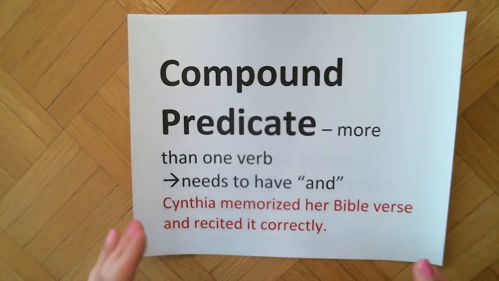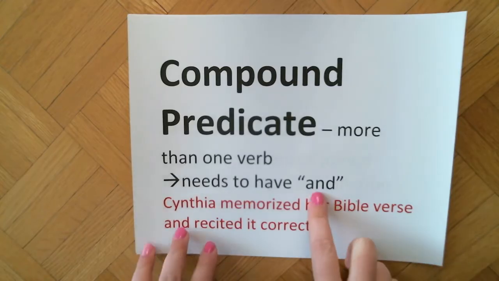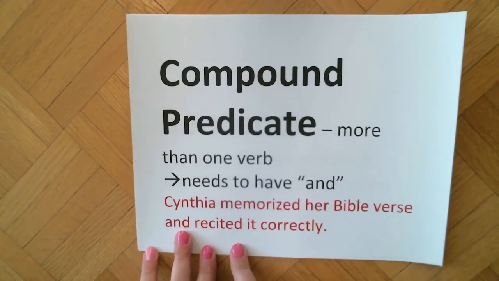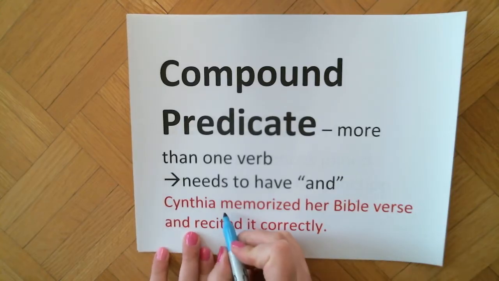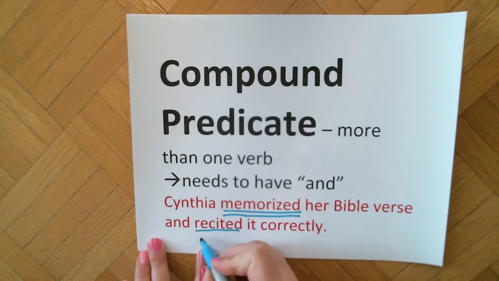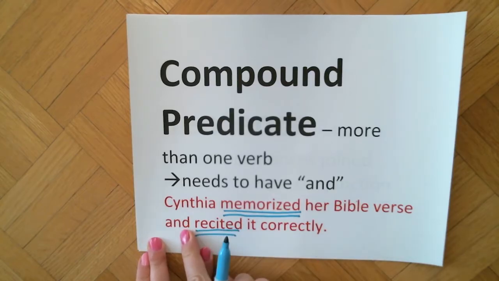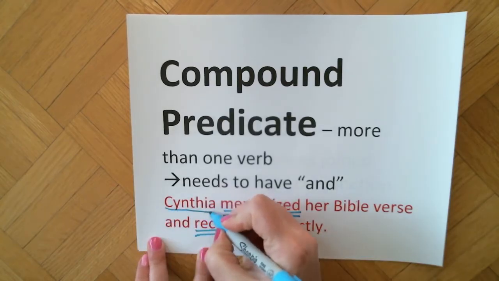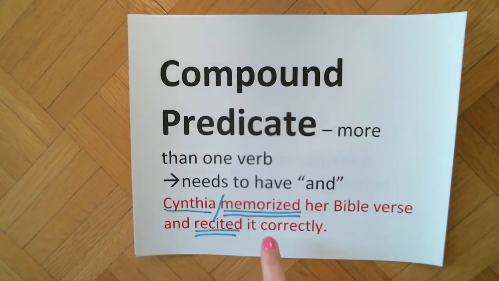Doesn't mean verb phrase. Let me give you an example in a second, because once again, it needs to have the word and. Cynthia memorized her Bible verse and recited it correctly. Memorized is a verb. Recited is a verb. And they have and in between them. And who did it? Cynthia did it.